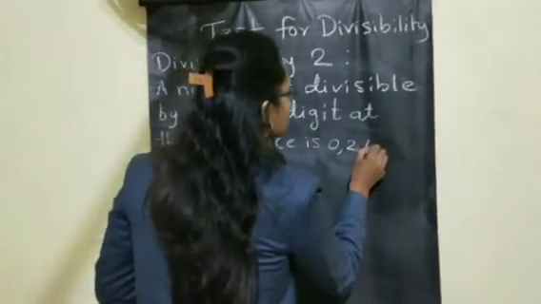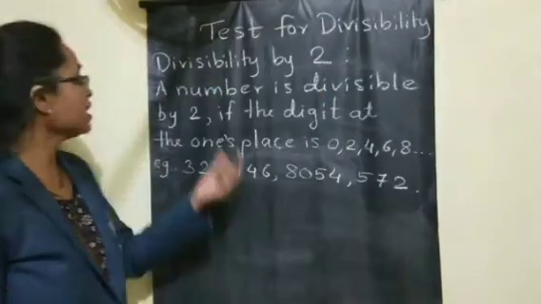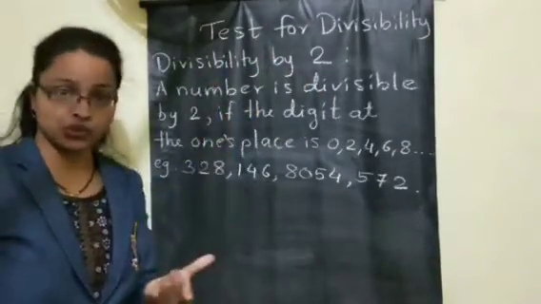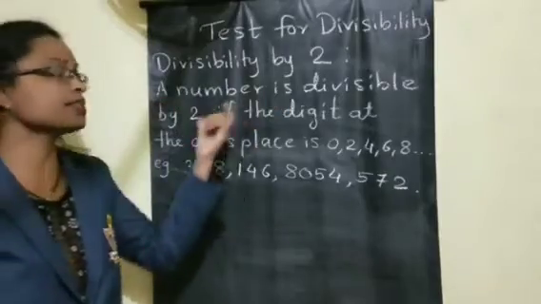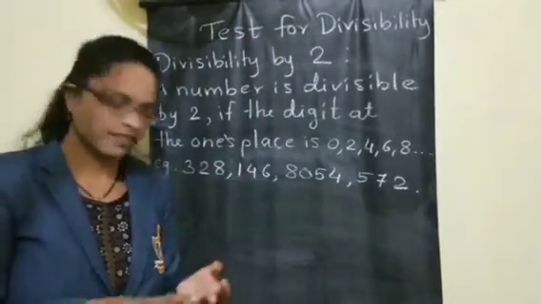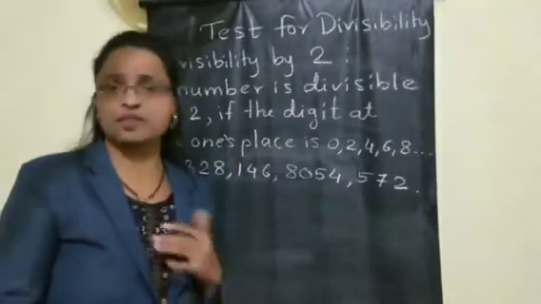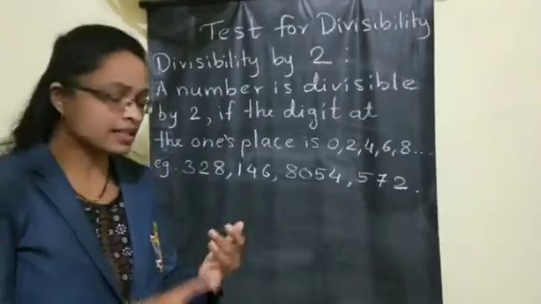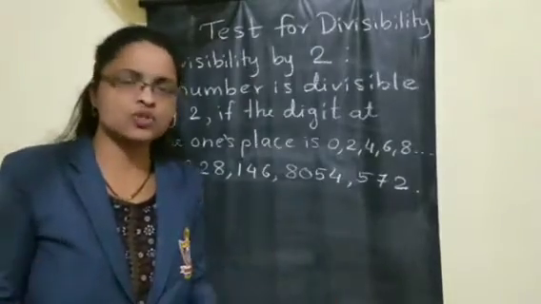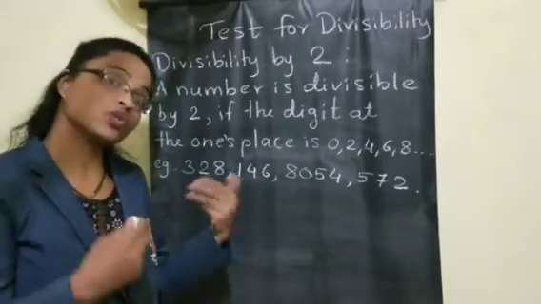0, 2, 4, 6, 8, and children, divisibility by 2 means a number is divisible by 2. If it is one digit, easily we understand. If it is two digit also, after calculation we'll understand that it is divisible by 2. But if the numbers are 3 digit, 4 digit, 5 digit and so on, then how to check whether that number is divisible by 2 or not?